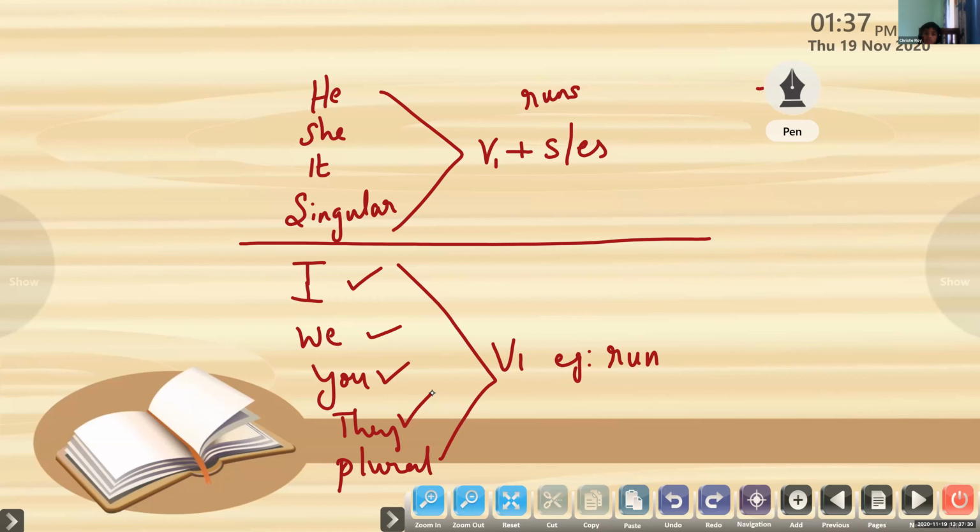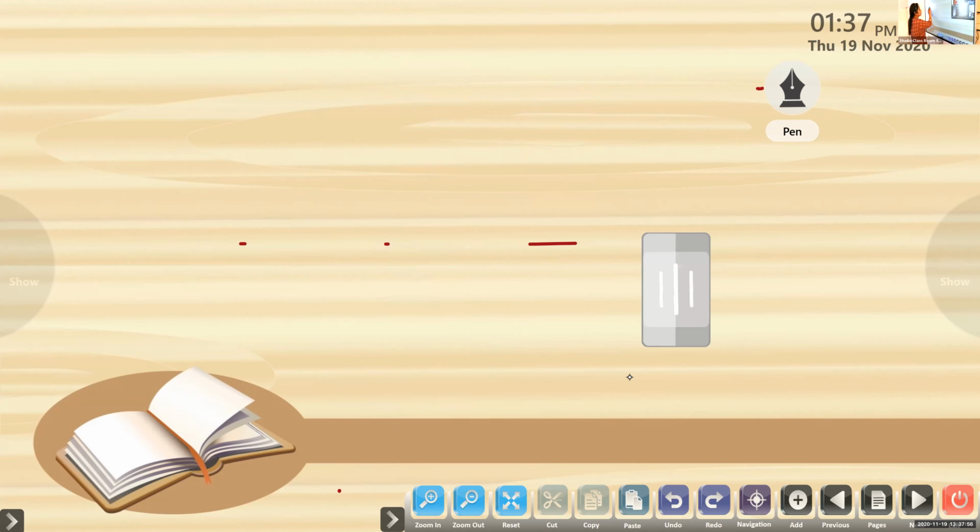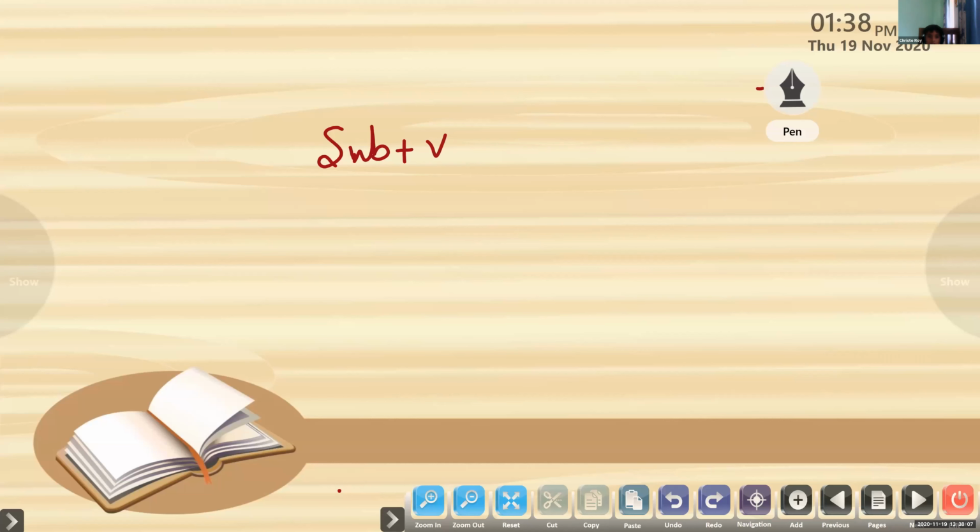So tell me where we have to use S with the verb. He, she, it, and singular subjects. And if it's plural and I, we, you, they, then without S. This is only for which tense? Simple present tense. So now you got the format clearly, I hope. How do we form a sentence? Subject plus V1. And if the subject is singular, S or ES. If the subject is plural, without S or ES. Very good.